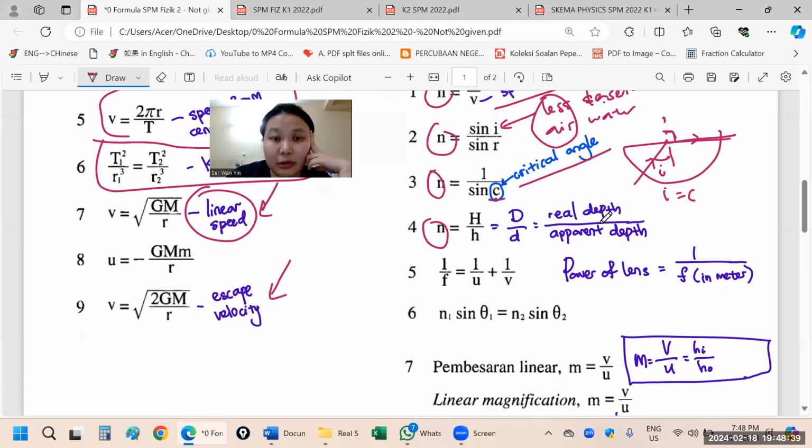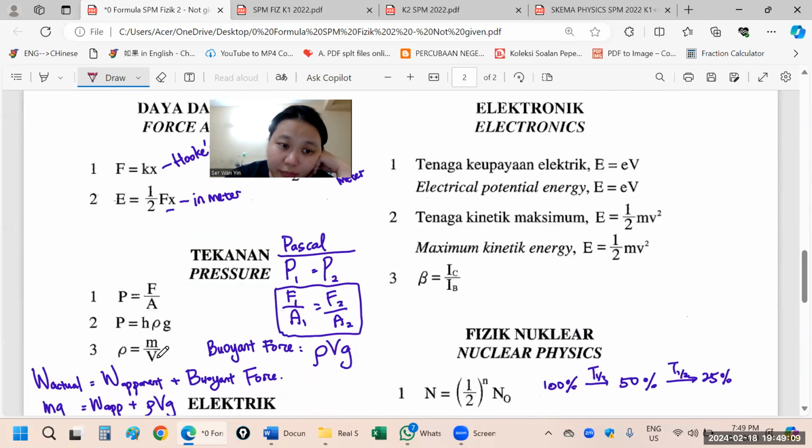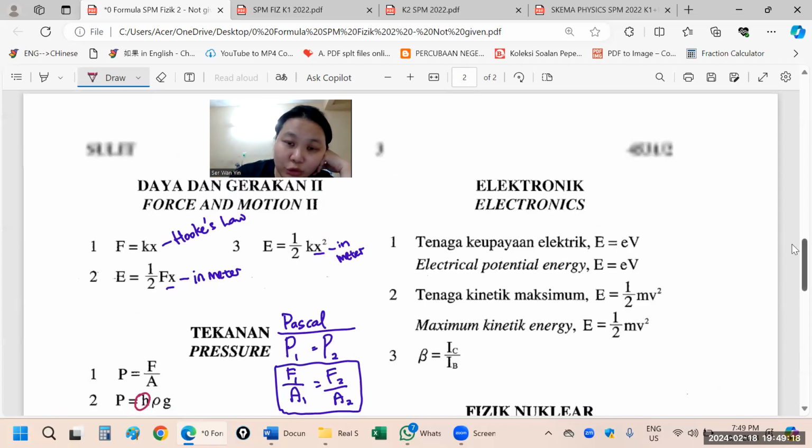Okay, then this one, real depth over apparent depth. Be careful, this is not height. Even if they write height, actually it's depth. So remember that depth we count from the top to the bottom, and height we count from the bottom to the top. This depth can be related to Form 5 Chapter 2. This h rho g is actually depth rho g, not height rho g.